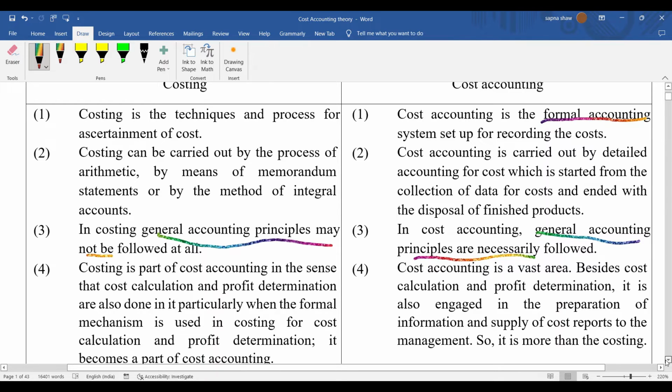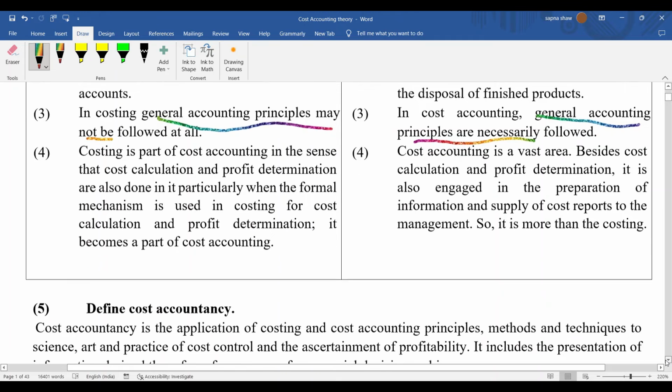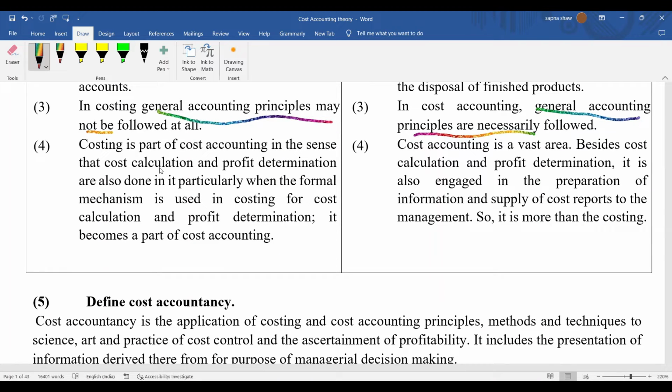The next difference is that costing is part of cost accounting, in the sense that cost calculation and profit determination are also done in it, particularly when the formal mechanism is used. We calculate the cost, we estimate the profit, we determine the profit. When we prepare the statements, when we actually use cost accounting, at that time also we do it informally. It's not necessary that we will do it all the time. So costing is also part of cost accounting.